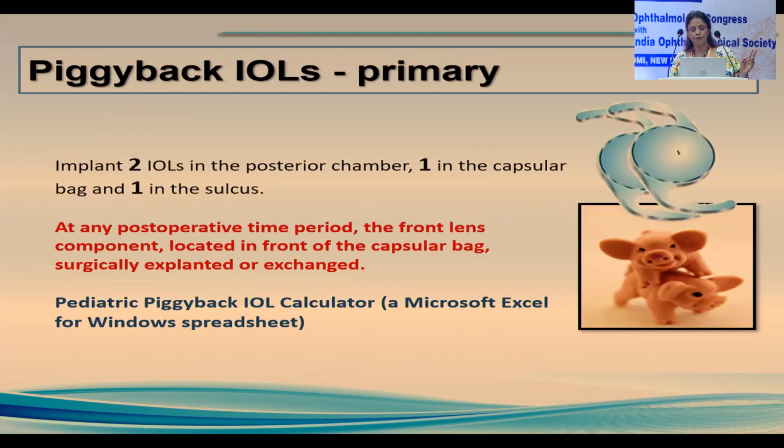Piggyback is a choice in some cases, especially as primary piggybacking, where you're placing one IOL in the capsular bag and one in the sulcus. And the one in the capsular bag is the actual IOL power which you will be calculating for emmetropia without the undercorrection. And the one in the sulcus is the difference between the two, which you can remove at the appropriate age.